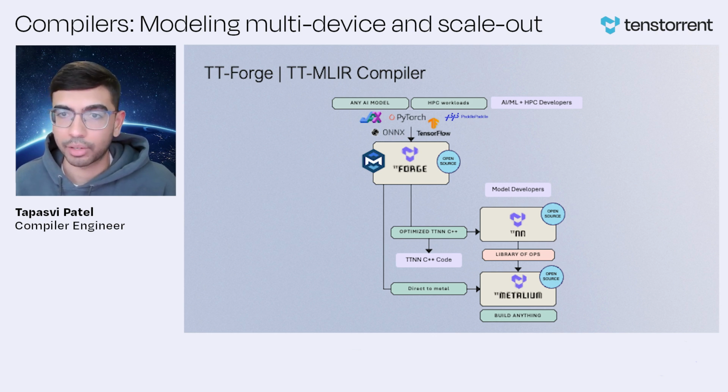Our TT-Forge compiler is based off of the MLIR infrastructure. And primarily for multi-device, we use JAX as the primary front end for running operations and models through the entire compiler stack. However, we're also exploring Torch using Torch XLA, as well as the Forge front end, which is another one of our front ends directly into the Forge compiler itself.